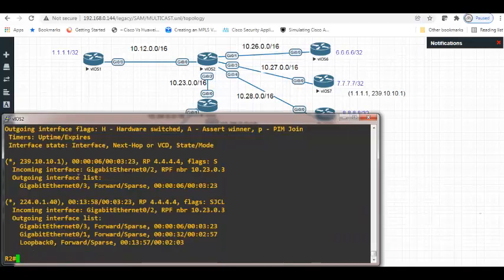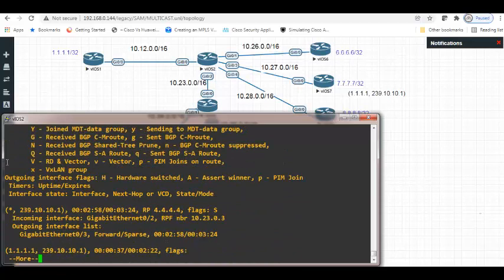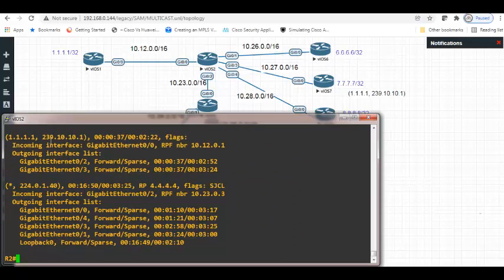Earlier, the incoming interface was G02, and it was going to router 3. That time it was not knowing about the source. But now it knows the source. So the incoming interface has changed to G00, which is towards router 1.